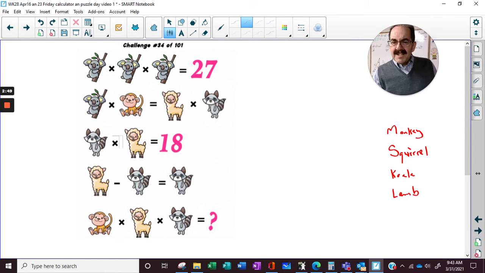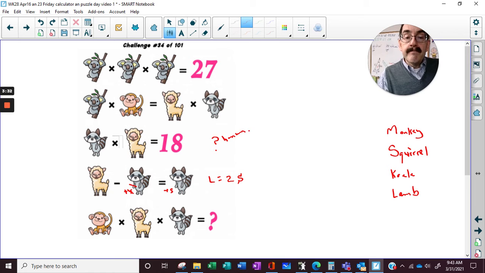Okay, now this doesn't really help. This is equal to 2 of these. The lamb is equal to 2 squirrels, right? Plus the squirrel, right? Get rid of the squirrels. Lamb is equal to 2 squirrels. Ooh. If the lamb is equal to 2 of these, that might be a starting point. This could be a starting point. And then, wow, this one looks hard.